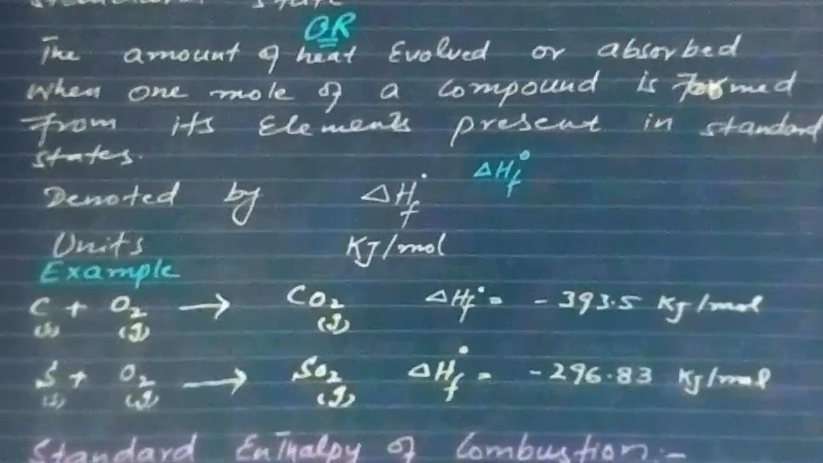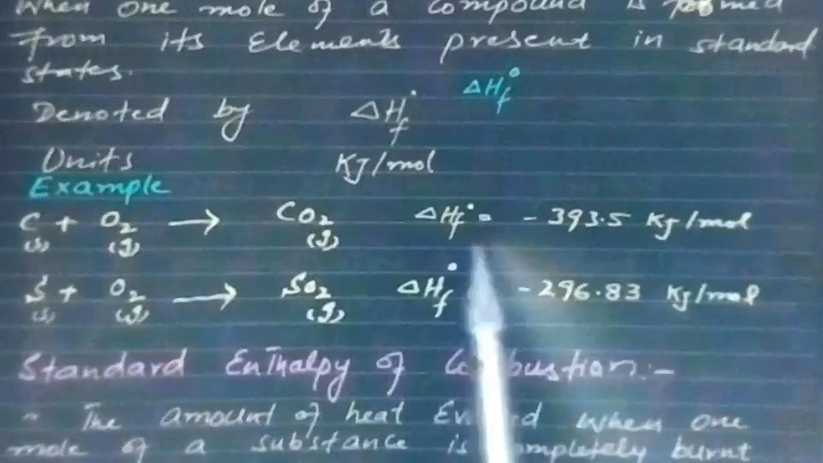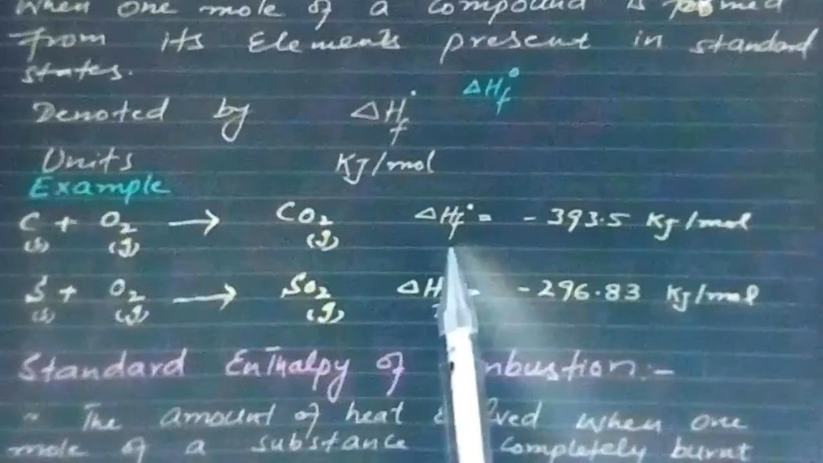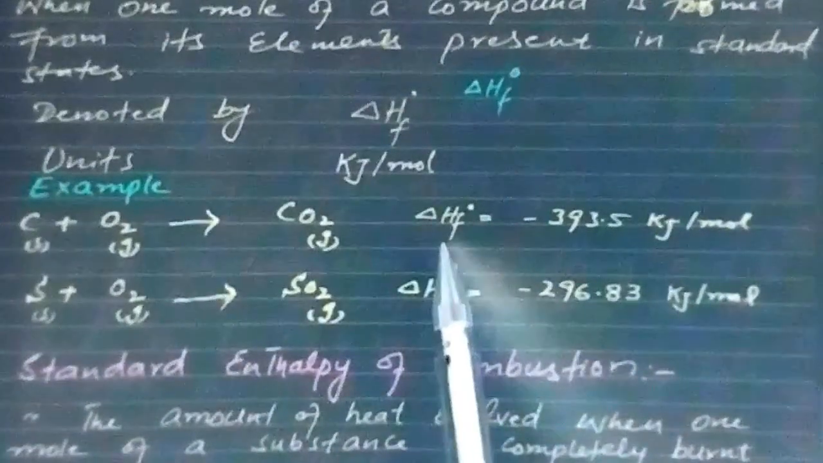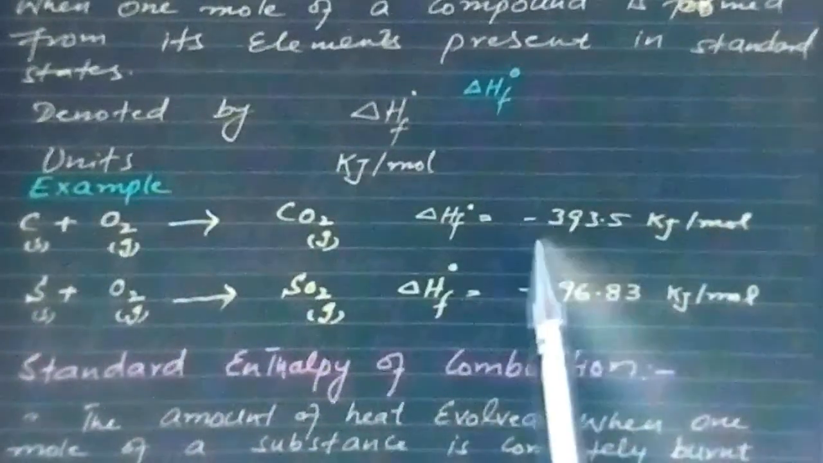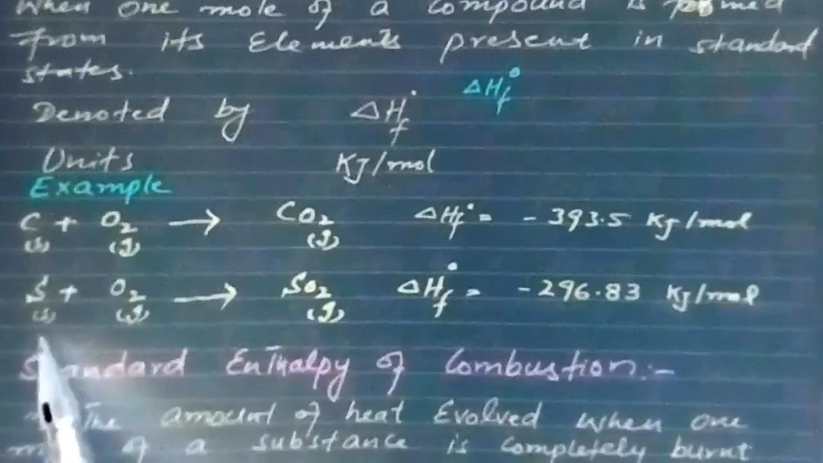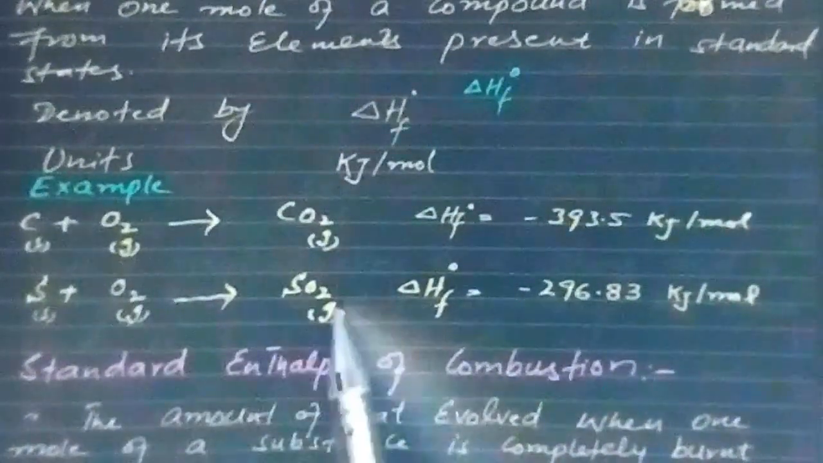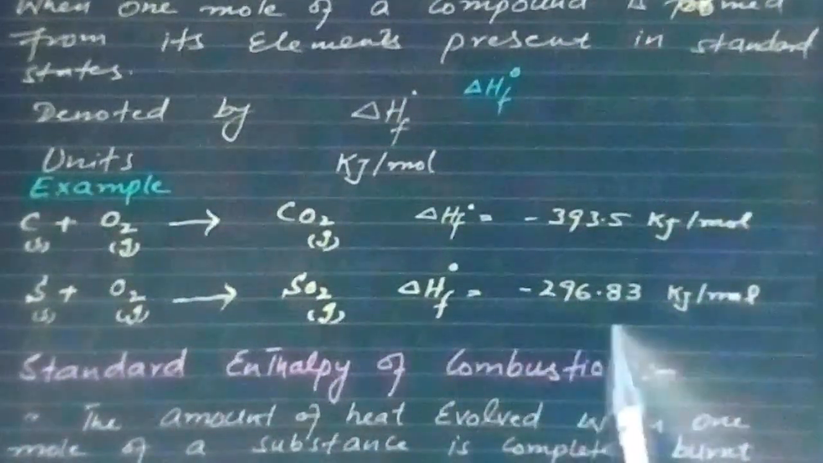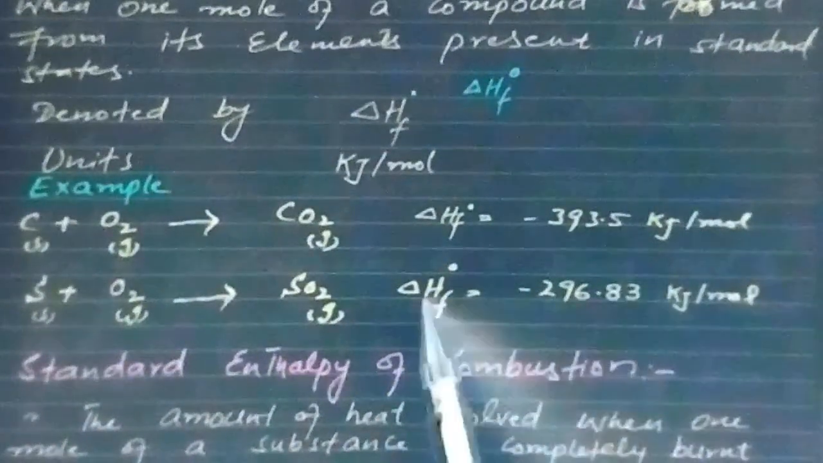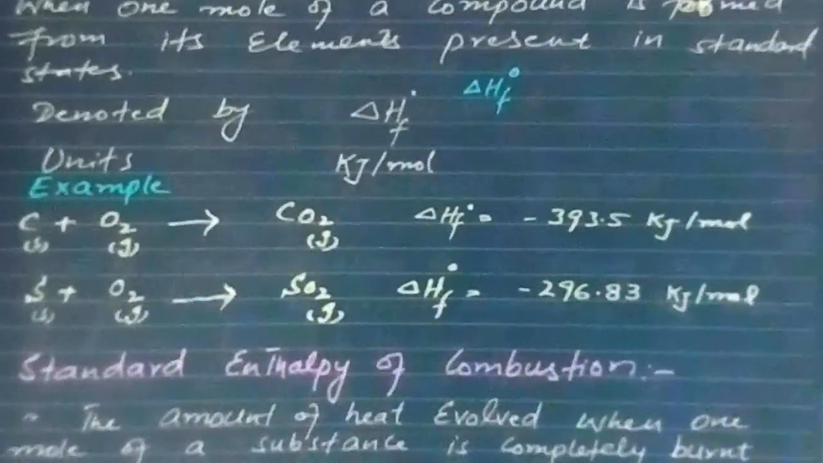For example, consider the formation of carbon dioxide. When carbon reacts with oxygen to form carbon dioxide, this is called the heat of formation, and as the carbon and oxygen are present under standard states, it will be called standard enthalpy of formation. In this case, the amount of energy released is minus 393.5. In case of sulfur and oxygen, when they react to form sulfur dioxide, the standard enthalpy of formation of sulfur dioxide will be minus 296.83. This amount of heat is evolved when 1 mole of a substance is formed from its individual elements, so this is called standard enthalpy of formation.